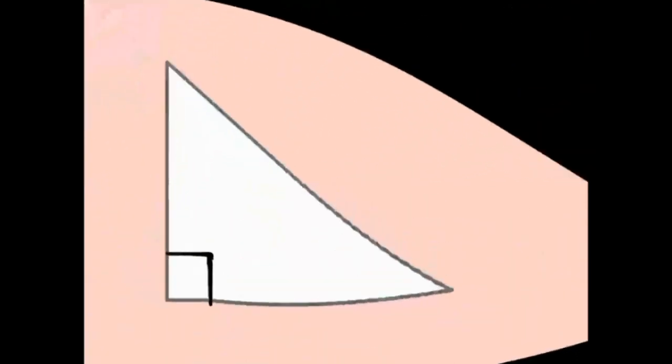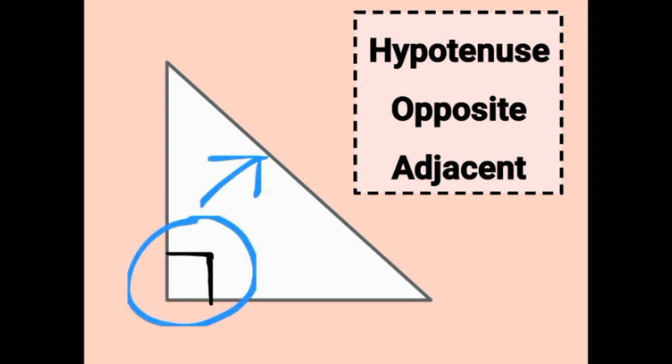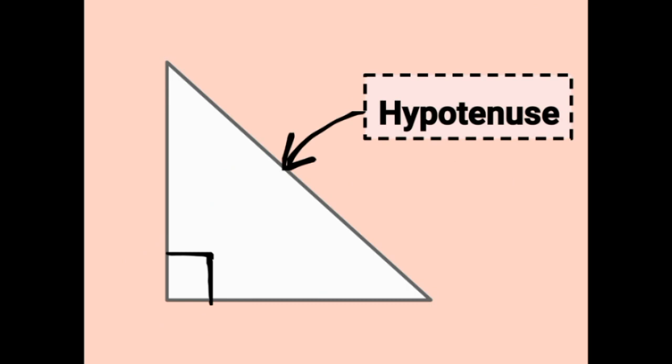As you can see here, this is a right angle triangle. The names of the sides of this right angle triangle are hypotenuse, opposite and adjacent. The hypotenuse of a right angle triangle is always the side opposite the right angle. So now this is the hypotenuse. It is the longest side in a right angle triangle.